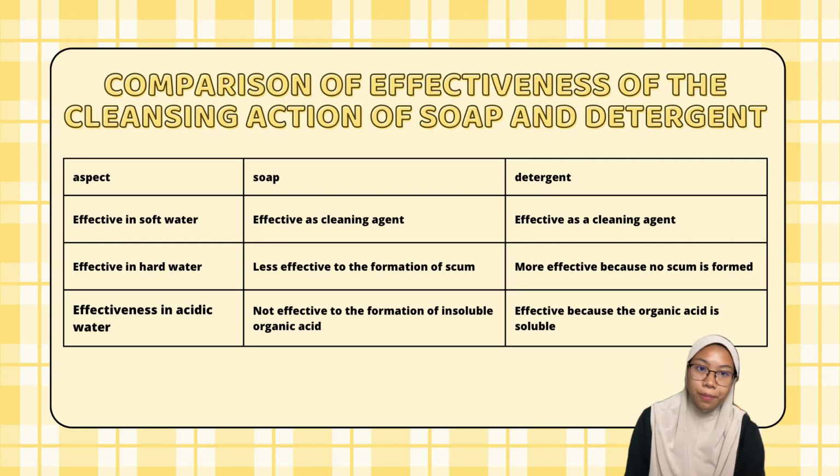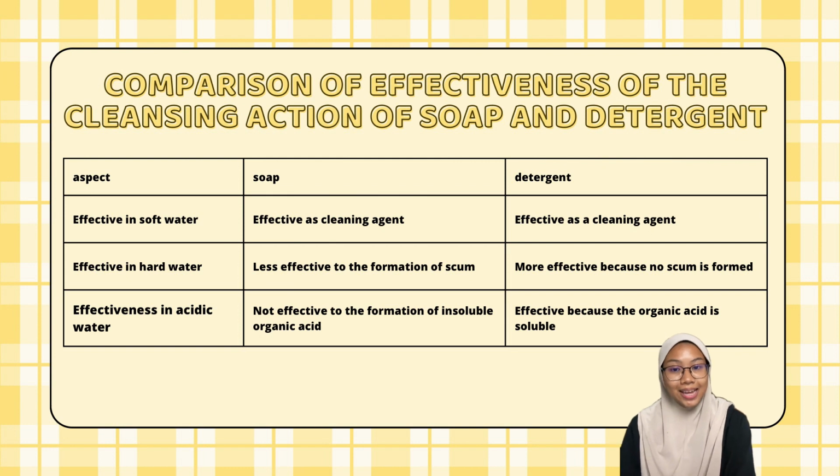Now, let's look at the comparison of effectiveness of cleansing action between soap and detergent. There are three aspects that we will be looking at. Firstly is effectiveness in soft water, next is hard water, and the third is in acidic water. For soap and detergent, they are both effective as a cleaning agent in soft water. Next, effectiveness in hard water. For soap, it is less effective because of the formation of scum. And for detergent, it is effective in hard water because no scum is formed.